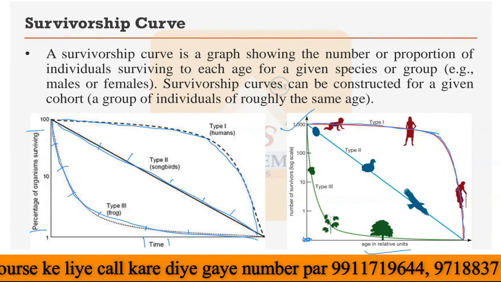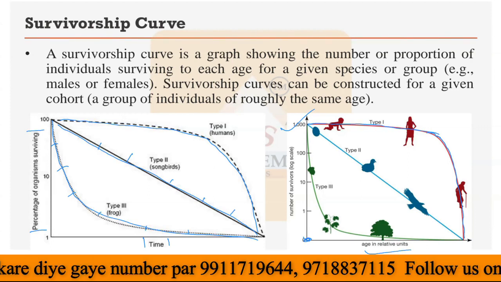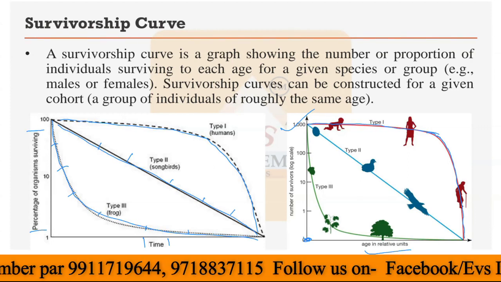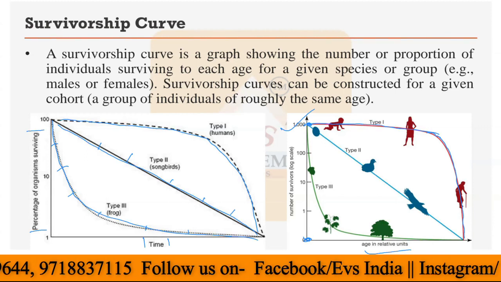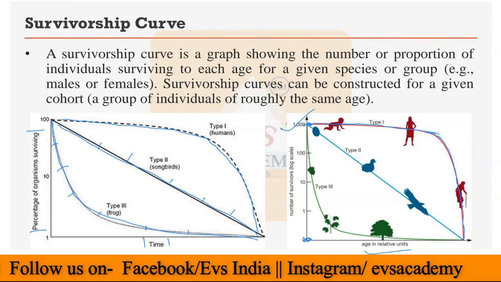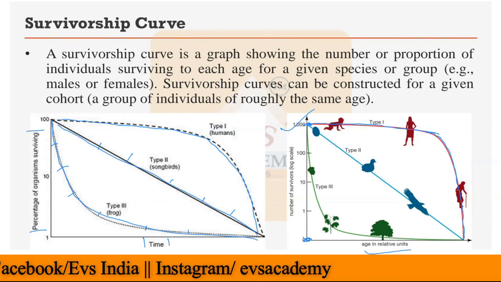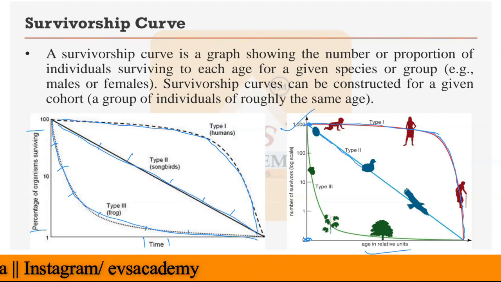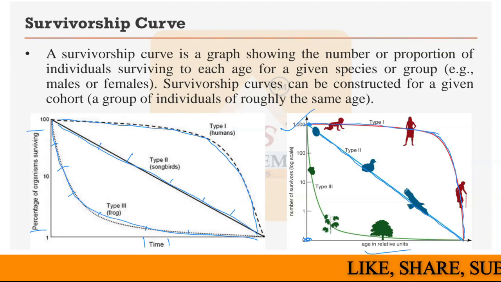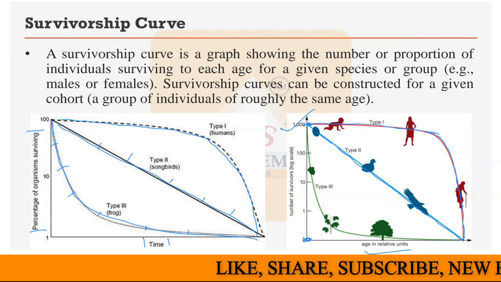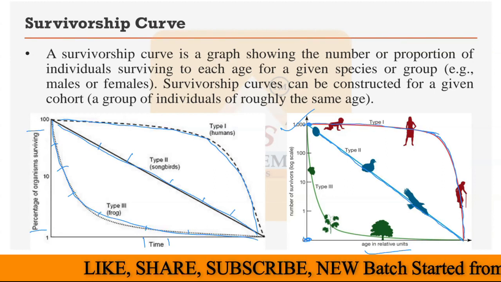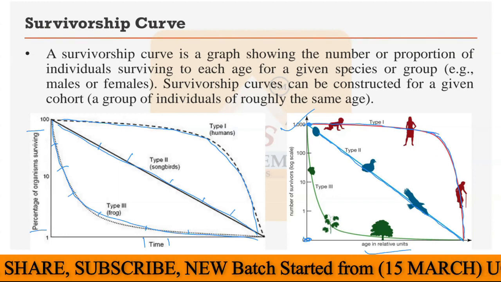In the case of the diagonal relationship, type 2, here you can see a few numbers are born at this particular zero time, and after that there is a continuous, constant decline in the number of the population or the survivorship of the organisms. And an example of this diagonal type of survivorship curve is found in birds.